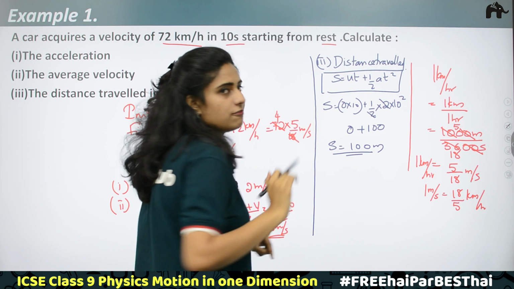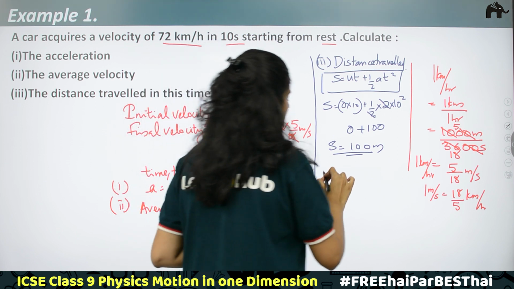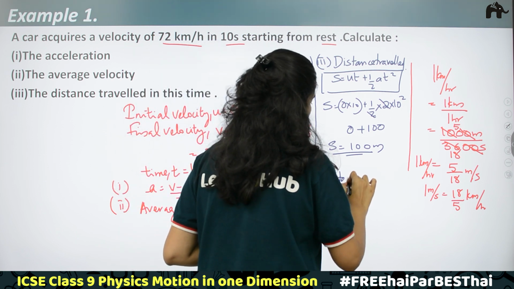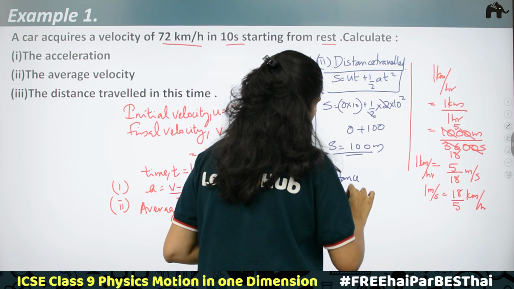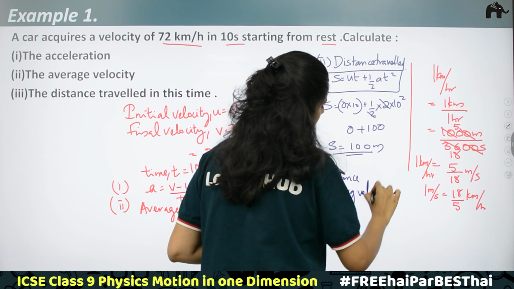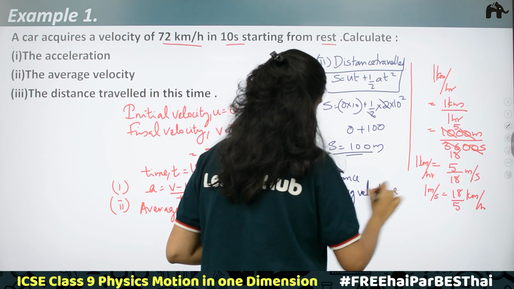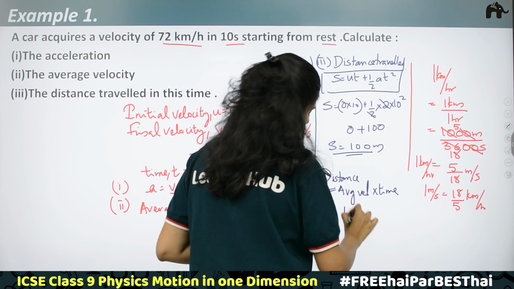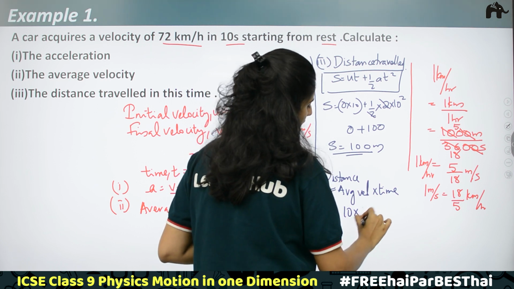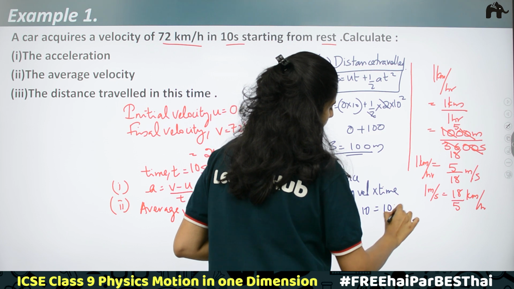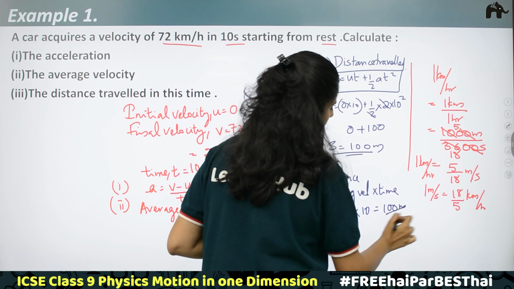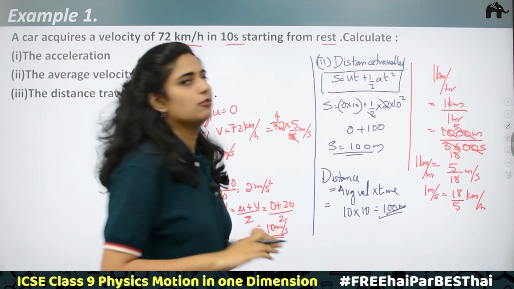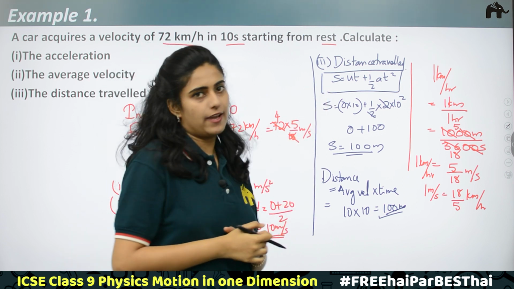Either you can find it like this, or we have distance is equal to average velocity into time. So here what is the average velocity? 10 meter per second into time is 10. So 10 into 10, 100 meters. Better you use this formula, that is the equation of motion, to find it.